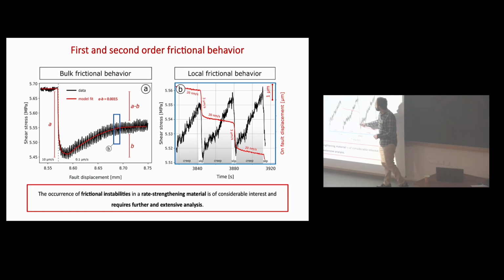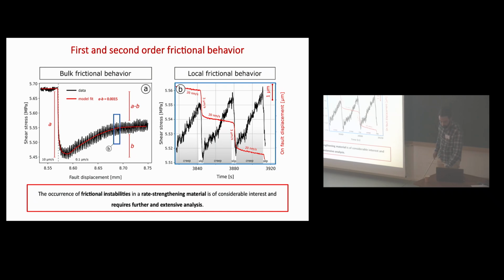These instabilities are characterized by a very small stress drop, a few tens of kilopascals. They are characterized by very small peak slip velocity, a few microns per second. And during the interseismic phase, the fault is not locked, it's not sticking, but is continuously creeping at very low velocity, a few tens of nanometers per second, showing low interseismic coupling. But the occurrence of these instabilities in a velocity strengthening material is something unexpected that requires further investigation.